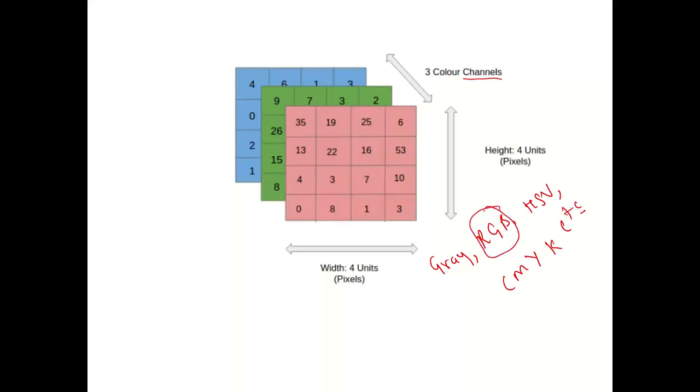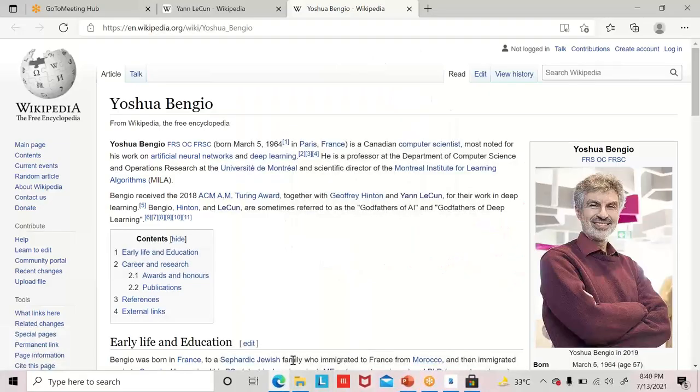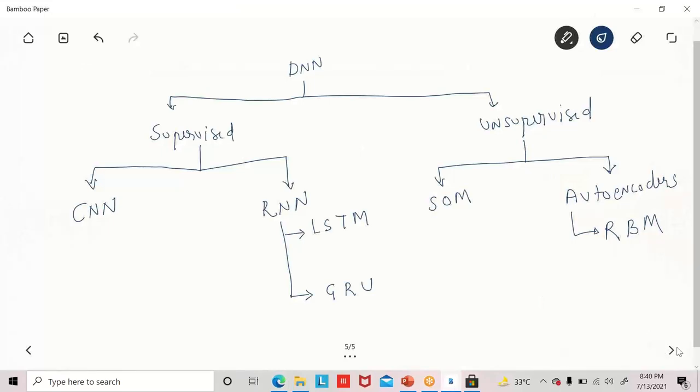Let us understand why a conventional neural network is not very efficient for image processing tasks. Let us discuss why it is not useful first, and then you will understand exactly the advantage of the convolutional neural network. Let us take a very basic example.